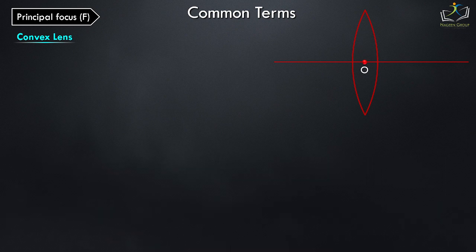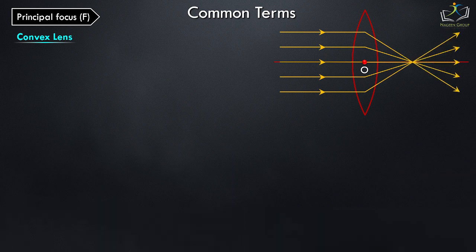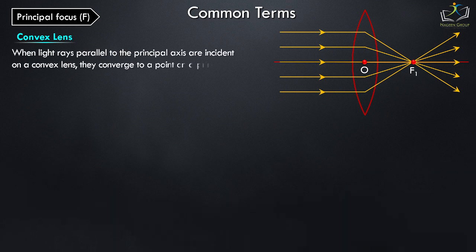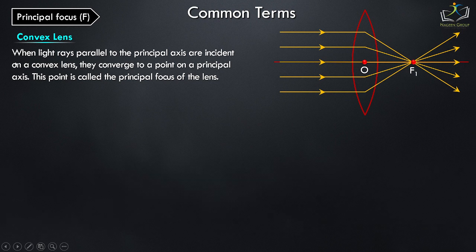Here principal focus, we have a convex lens, a line which is passing through O. All the lines which are parallel to the principal axis meet at one point. So actually they are meeting. That is a convex lens and we say it forms a real focus. When light rays parallel to the principal axis are incident on a convex lens, they converge to a point. This point is called principal focus.